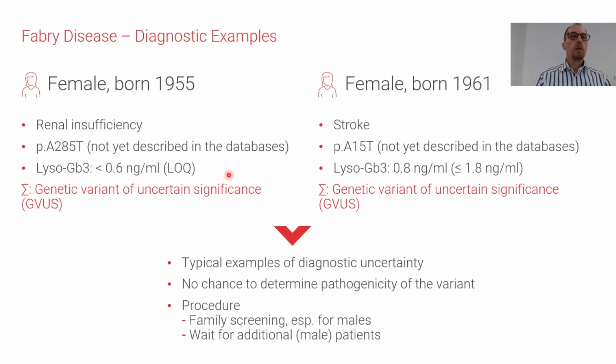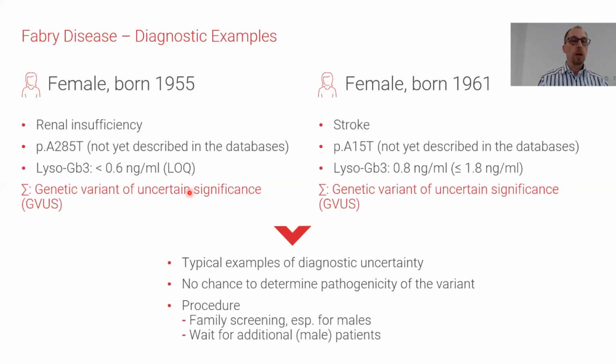These are also typical examples the other way around. Two females, one born in 1955, the other one in 1961, one diagnosed for renal insufficiency, the other one for a stroke. Both variants not yet described in the databases, lyso-Gb3 normal. There's no other option than classifying these variants as a variant of uncertain significance.